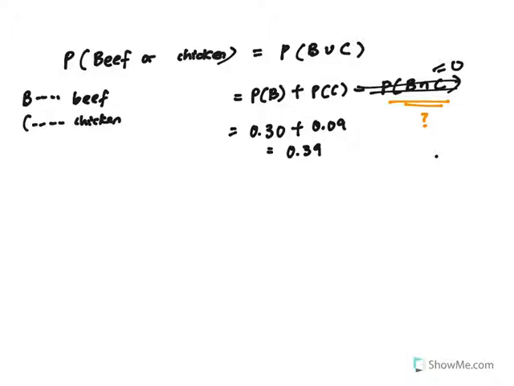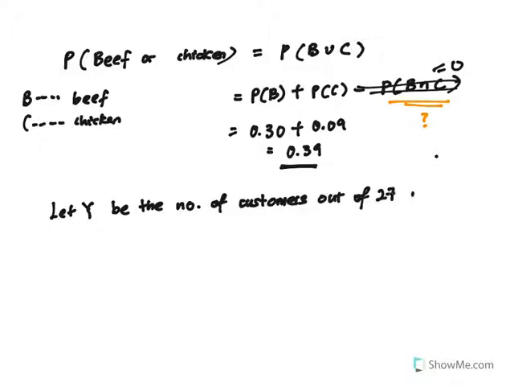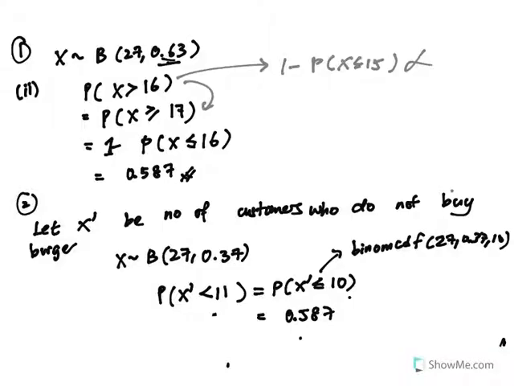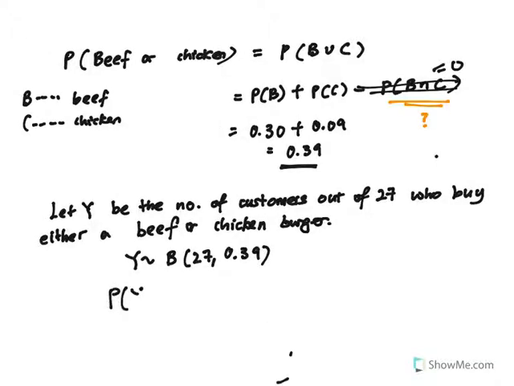So now I know that the probability of one customer buying a beef or a chicken burger is 0.39, I can now form a binomial distribution again. Okay, and Y will be the number of customers out of 27 who buy either a beef or chicken burger. So it's B union C. So you take a binomial distribution again out of 27 people, and the probability is 0.39. With that, I just want to check more than 15 customers. So I want my Y to be more than 15.